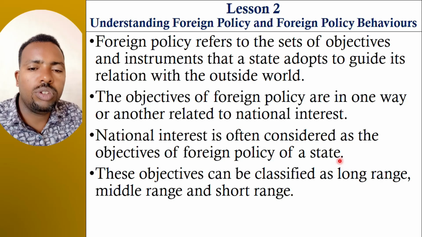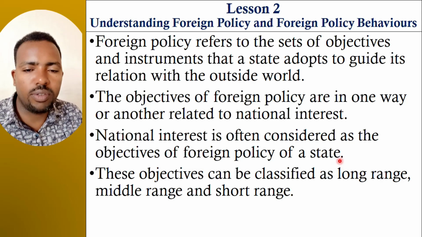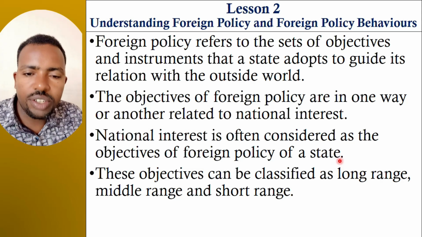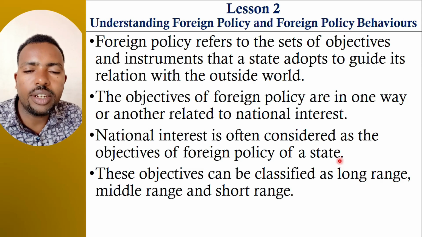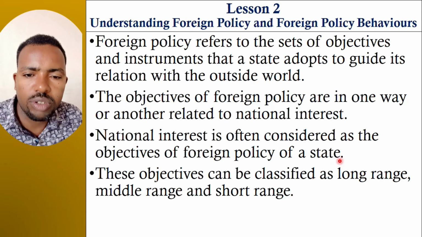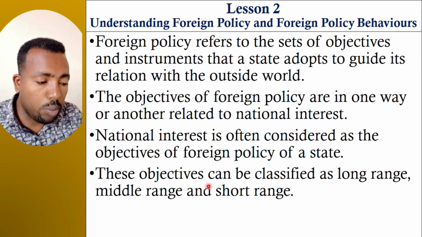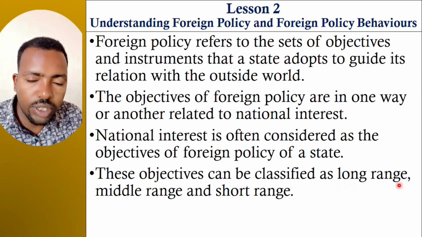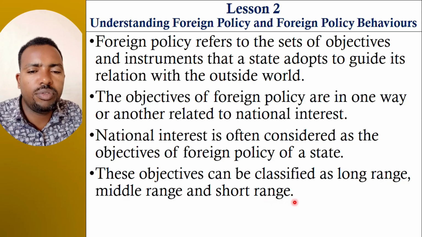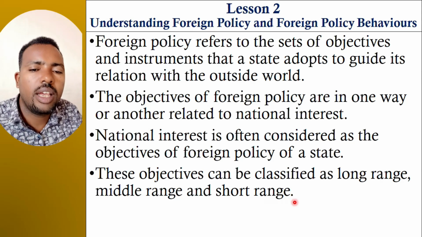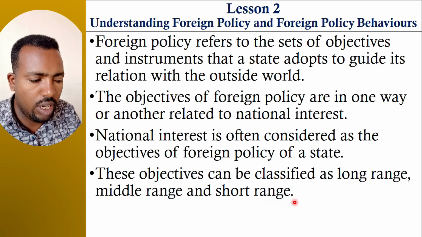In this approach, states try to get their national interest, which lies beyond the border of the state. For instance, international trade is one of the areas in which the country wants to achieve its foreign policy objectives or national interest. So states try to achieve this. These objectives can be classified as long range, mid range, and short range. These are in terms of time, value, and demand that the state attaches to these objectives.